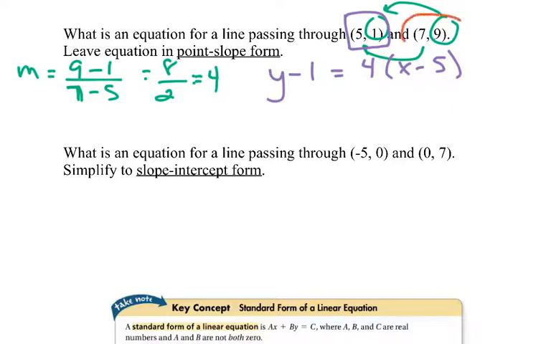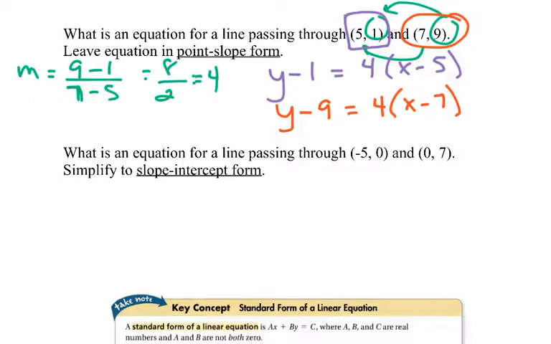If we had picked this point instead, it would have looked like this: y minus our y coordinate, slope times x minus the x coordinate. So they look very different, but if we actually simplify these down to slope-intercept form, they would look identical.